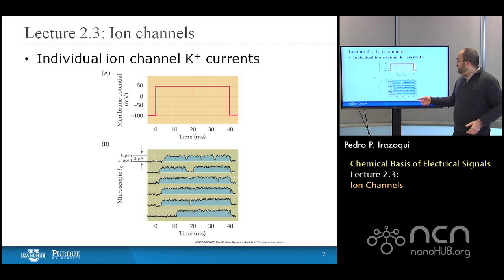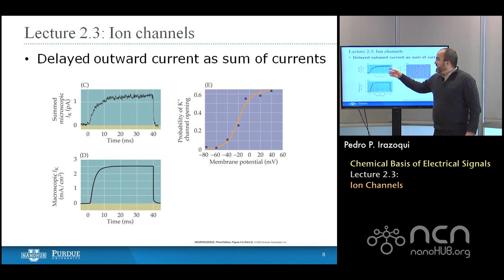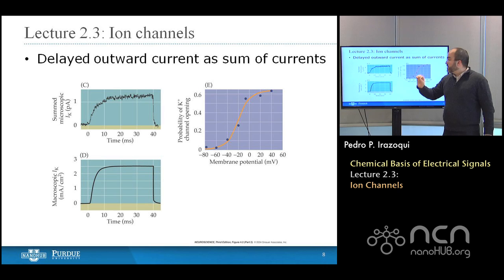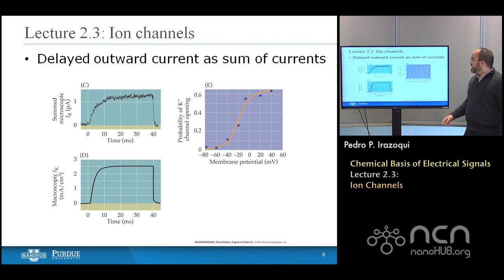And when the potassium channels reopen, you start to get these currents, which you can add up. And if you add them up, you see a microscopic current that has a shape very similar to the delayed outward current that we talked about two lectures ago. Here's the delayed outward current. You can see that they match up very nicely. And this represents the same sort of probability distribution for potassium ion channels closing and opening, as a function of the membrane voltage.